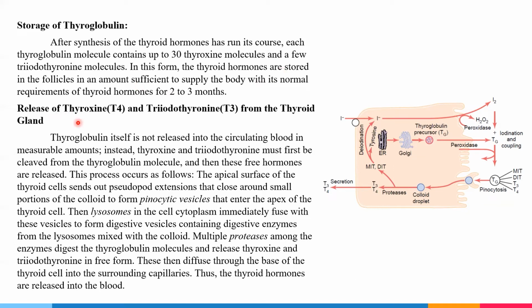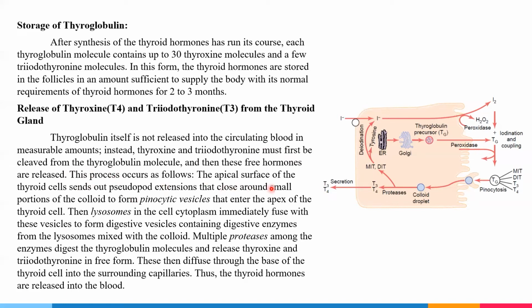Next is the release of thyroxine or T4 and triiodothyronine or T3 from the thyroid gland. Thyroglobulin itself is not released into the circulating blood in any measurable amounts. Instead, thyroxine and triiodothyronine must first be cleaved from the thyroglobulin molecule. Then these free hormones are released. The process occurs as follows.